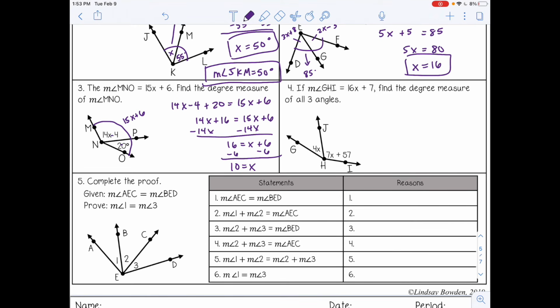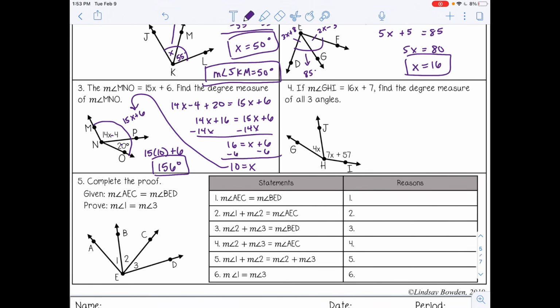Now it doesn't ask us to solve for x, it asks us to find the measure of MNO, so I'm going to substitute that back in here. So 15 times 10, that's 150, plus 6 is 156.